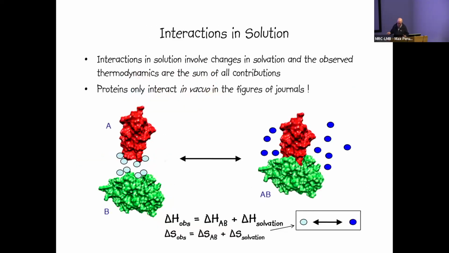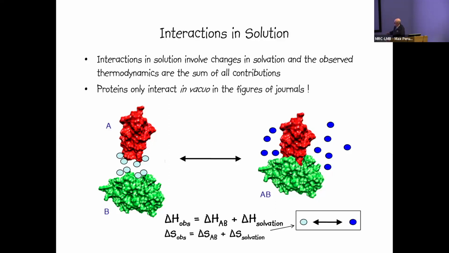So just to re-emphasize, what we're talking about is when these molecules come together, interacting in solution and solvation, we have water molecules that are associated with this potential interface here, and they're quite different from water molecules that are in bulk solution. So they're likely to be more immobilized, particularly if we have hydrophobic surfaces, etc. So when they come together, these water molecules are often displaced out back into the bulk solvent.